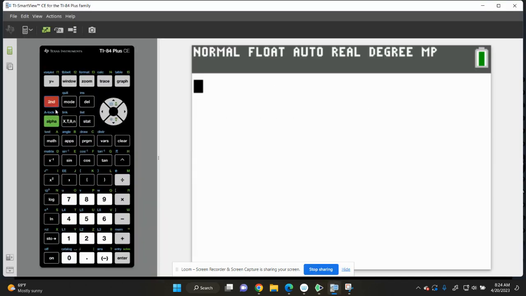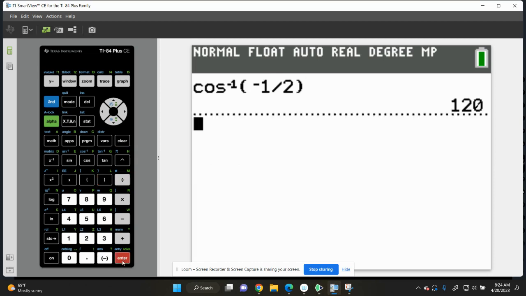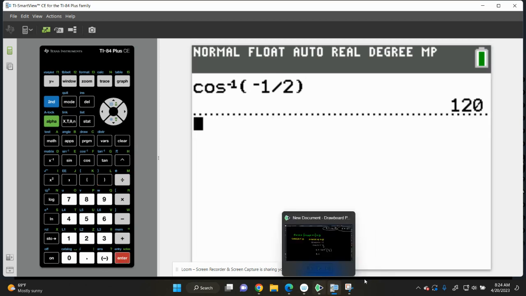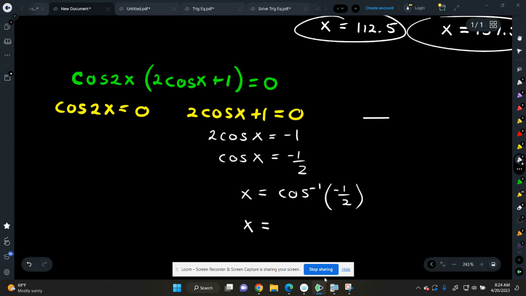So if I do inverse cosine of negative 1/2, oh my goodness, you guys, bunch of sickies. Okay, so we get 120 degrees. So 120 degrees right here, that's one of my solutions. How do I find the other solution?